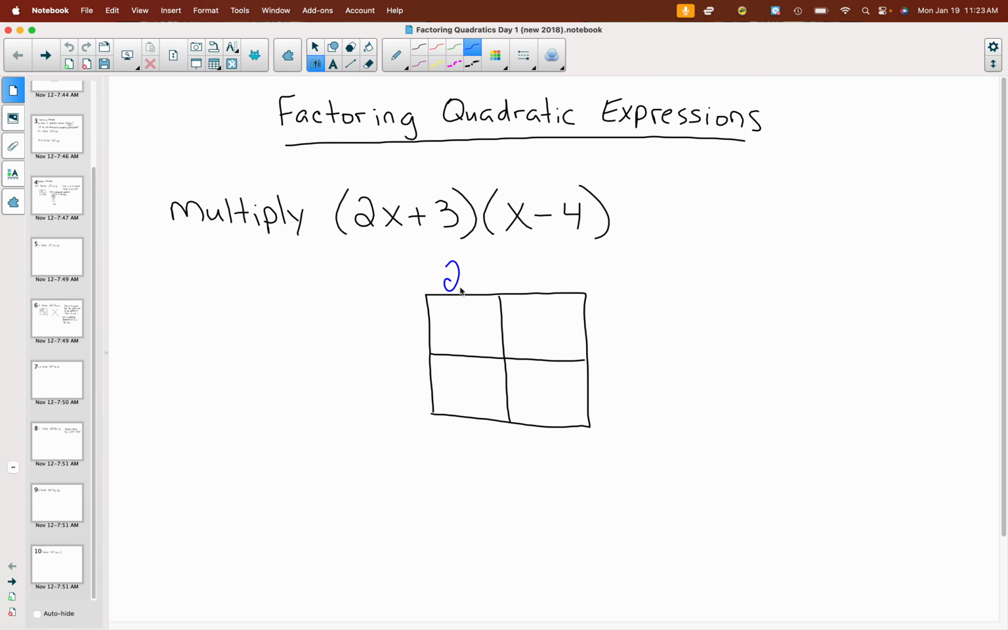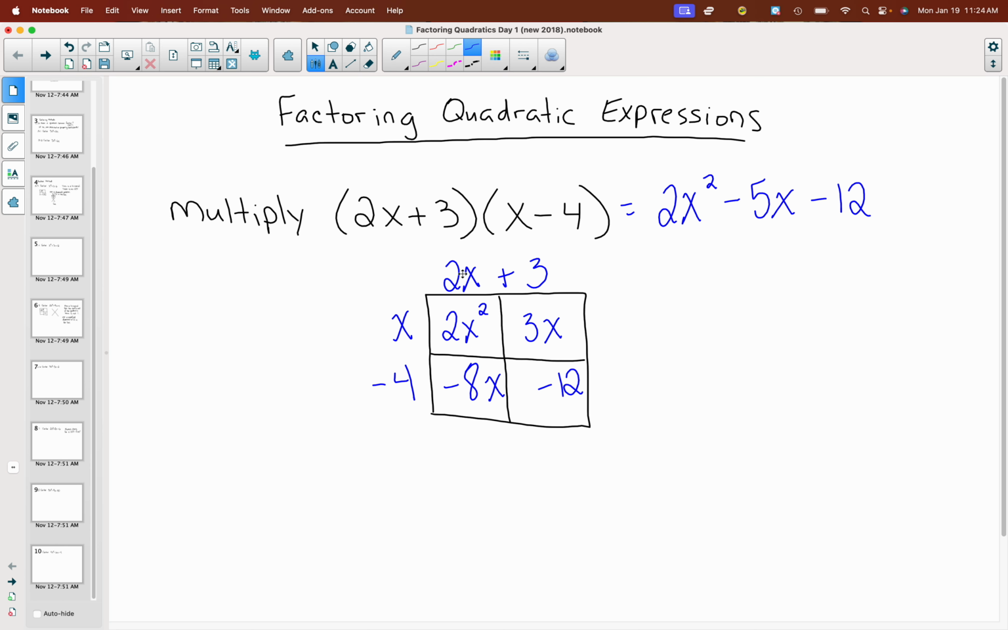One of the methods we used was putting it in a box. So 2x plus 3 times x minus 4. So I'm going to multiply all the parts. I get 2x squared, a positive 3x, a negative 8x, and a minus 12. Then you combine like terms, so I can combine the x's. So when I do that, I'm going to have 2x squared, negative 8x plus 3x is a minus 5x, and then we have a minus 12. So that was one of the methods we used. We also talked about FOIL. You can use the method that you prefer.